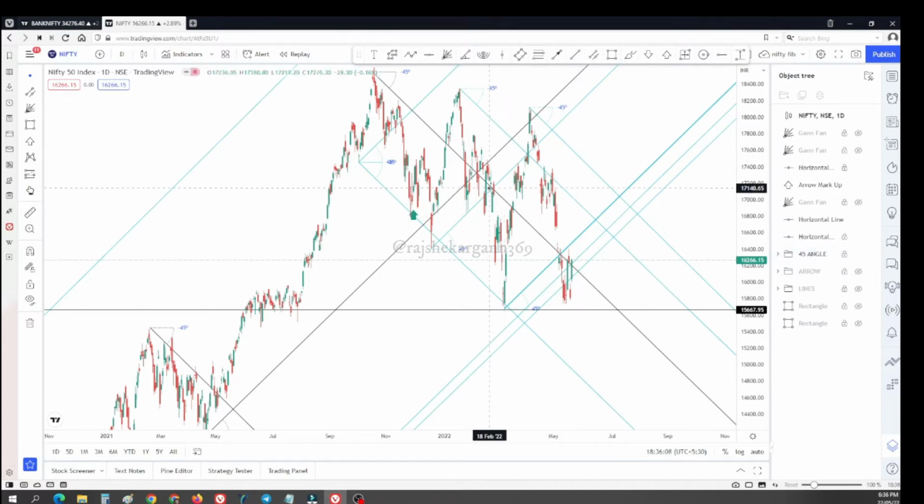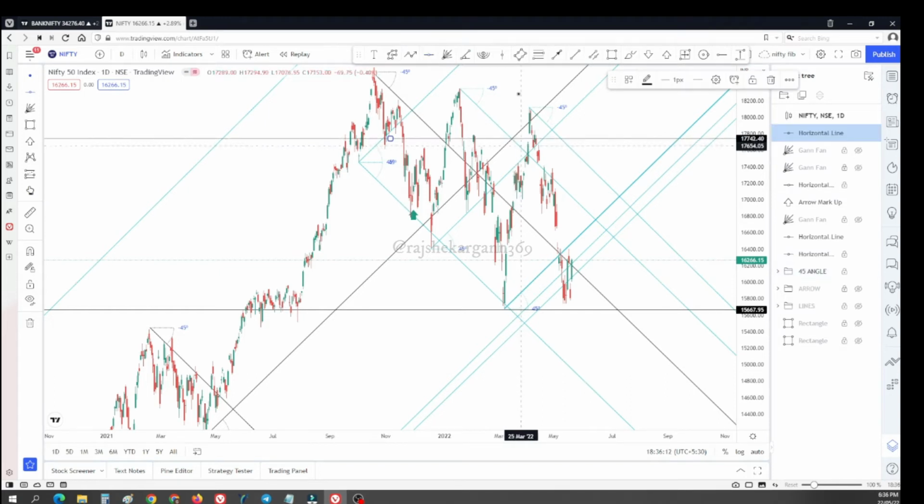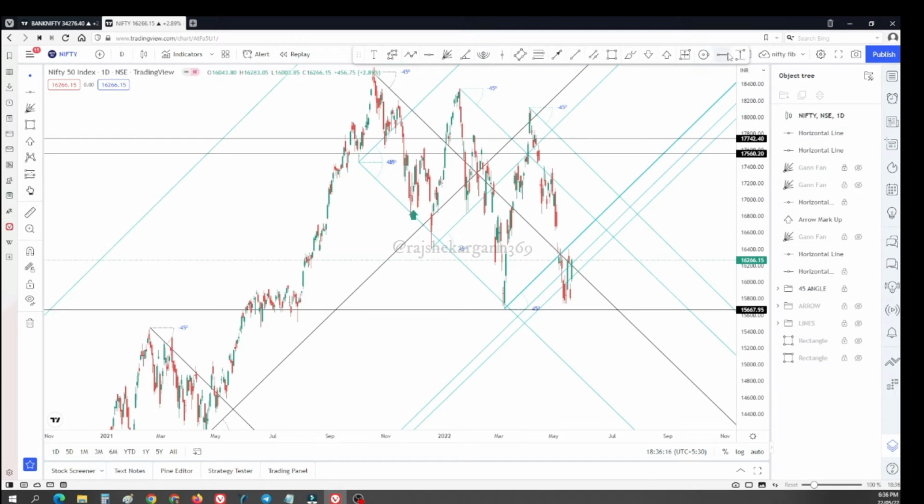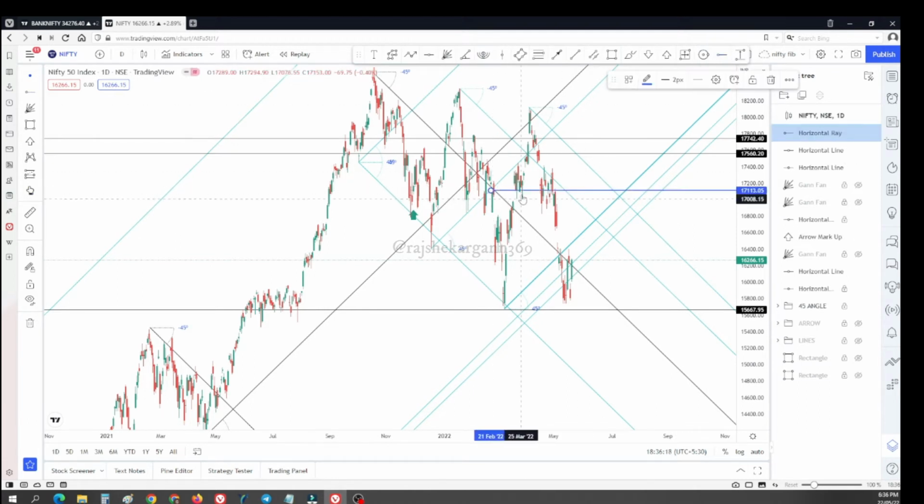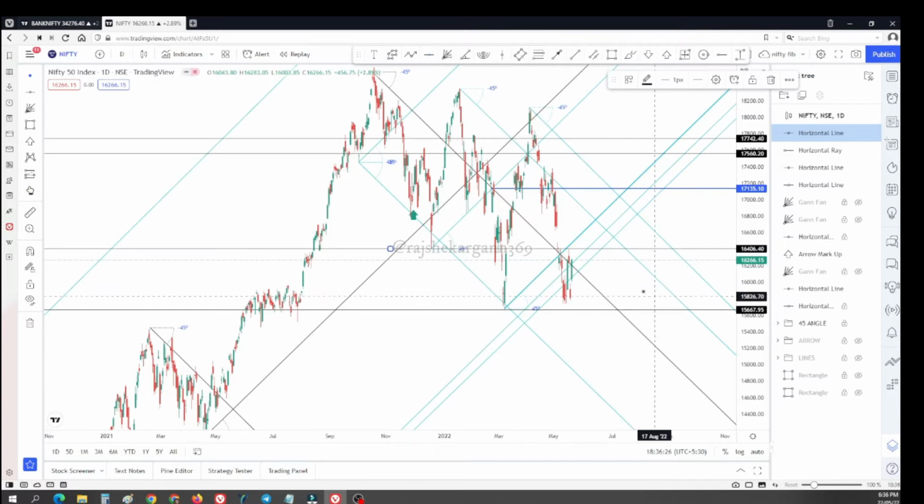Along with that, wherever you see the intersection, all these price levels will be your price and time squaring points, right? So this is your important level for now, and this is your important level. So this is where we are struggling from last 1 week.